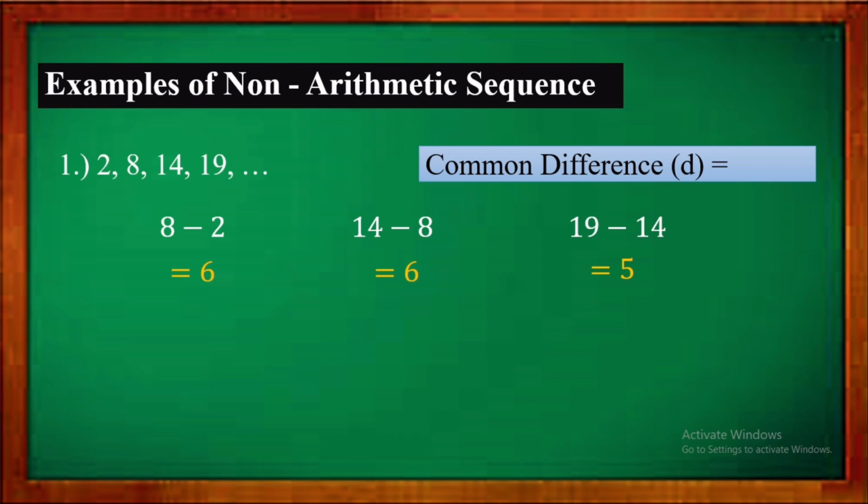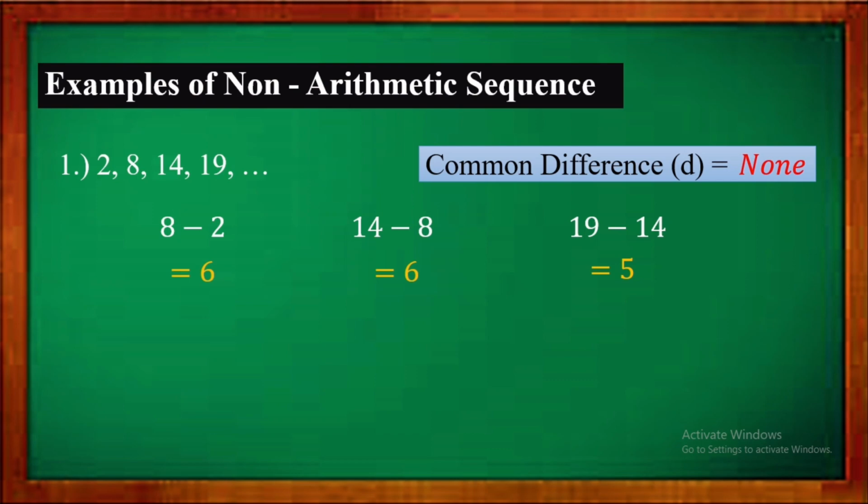So, as you can see, the differences of all consecutive terms are not the same. We have 8 minus 2 is 6, 14 minus 8 is 6, and 19 minus 14 is 5, which is different from the difference of the first two consecutive terms. And therefore, we can say that this sequence is not an example of arithmetic sequence since it has no common difference.